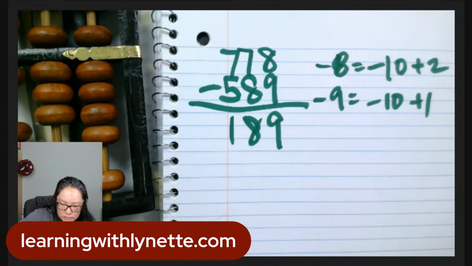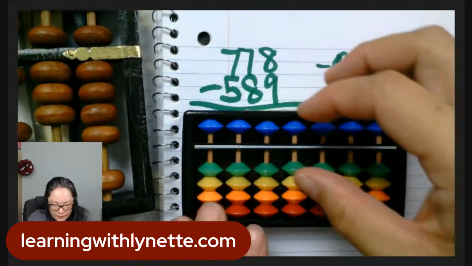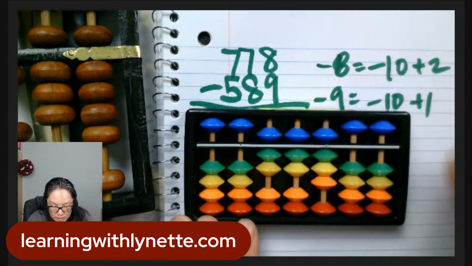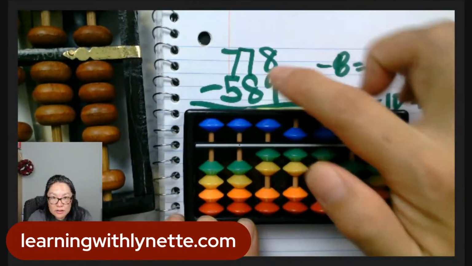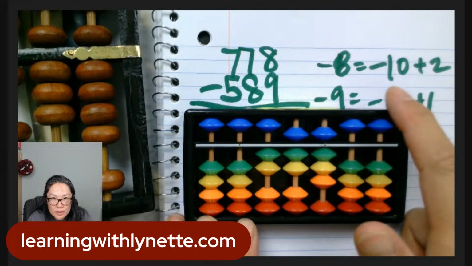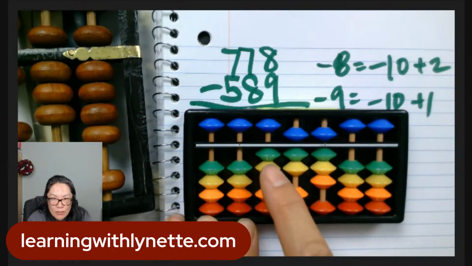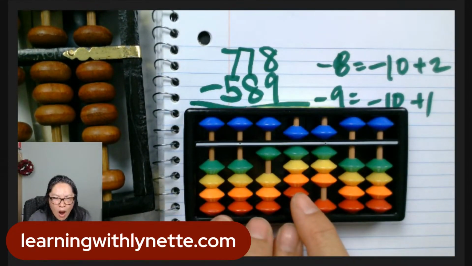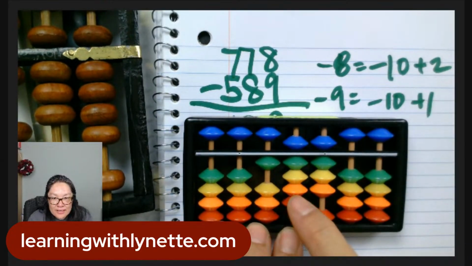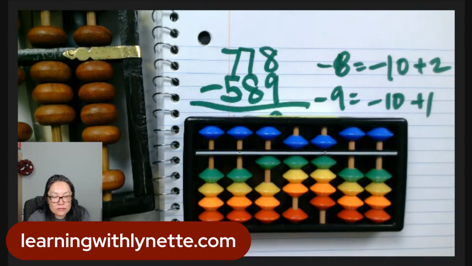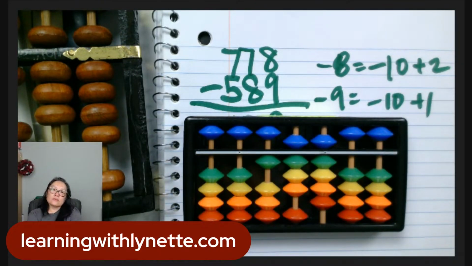Yeah. So we have 778. Take away 5, take away 8. Take away 8 is minus the 10 plus the 2. Minus the 9, minus the 10 plus the 1. I think it's the same. The Chinese one and the Japanese one are the same when it comes to this specific problem.